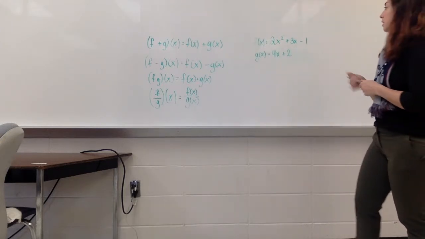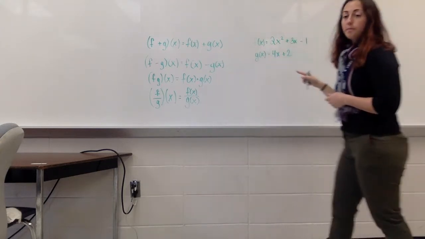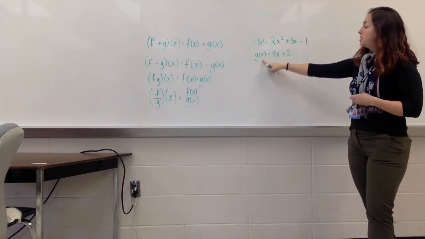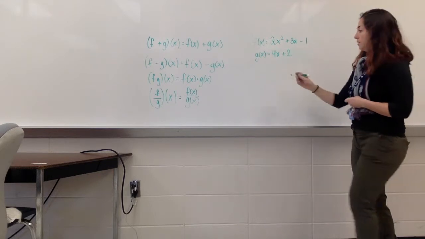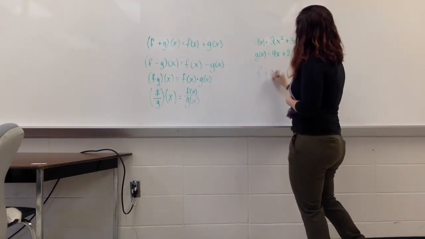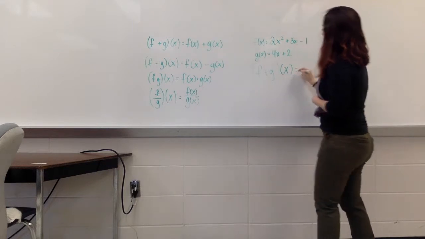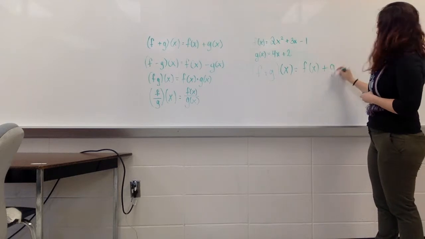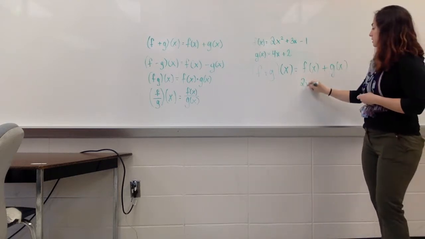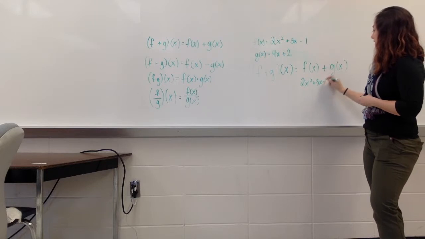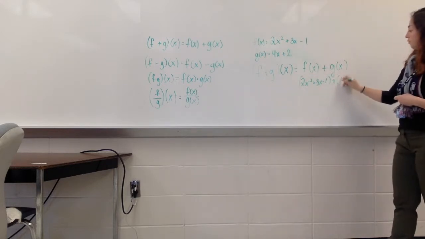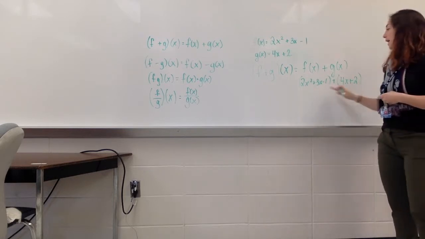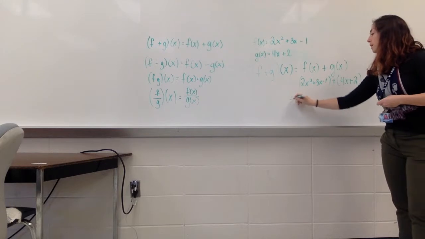So let's start simple. Let's go with that addition. Let's say this is our two equations here. We have f of x equals 2x squared plus 3x minus 1, and g of x is 4x plus 2. Let's say we're adding those functions, f plus g of x. So we're adding f of x, whatever that is, plus g of x, whatever that is. f of x is 2x squared plus 3x minus 1, and we're adding 4x plus 2.